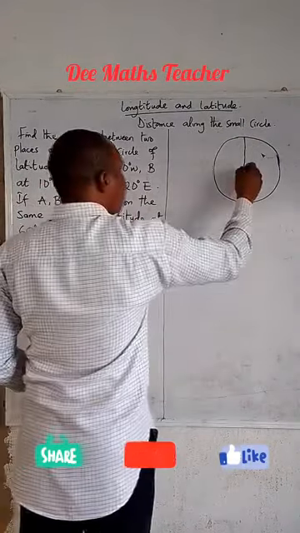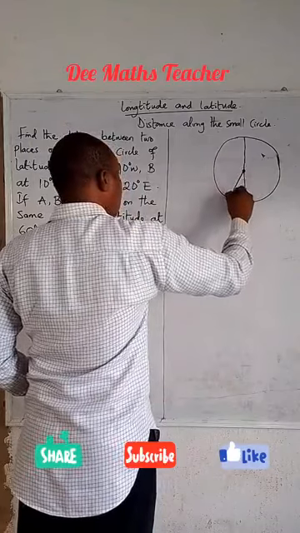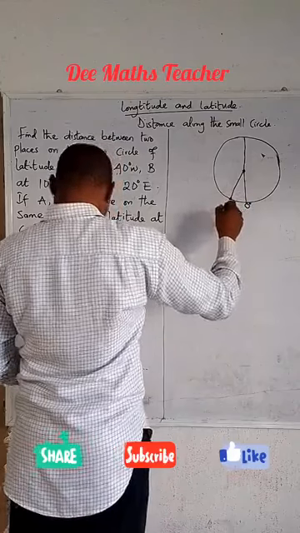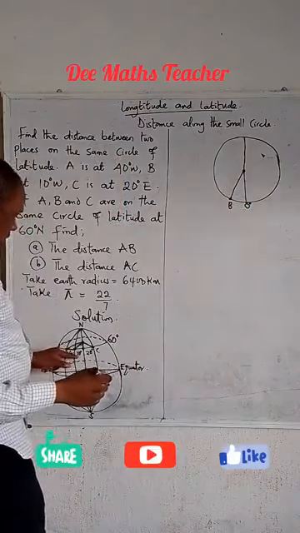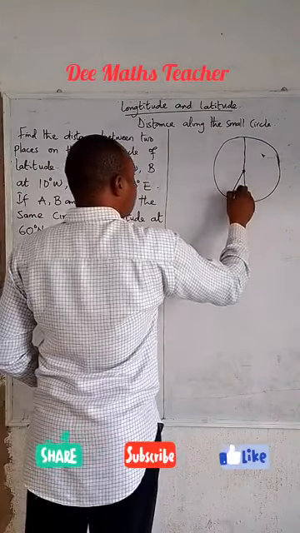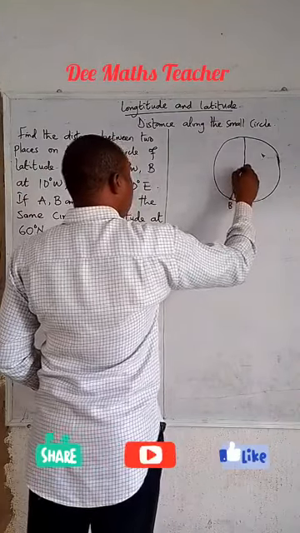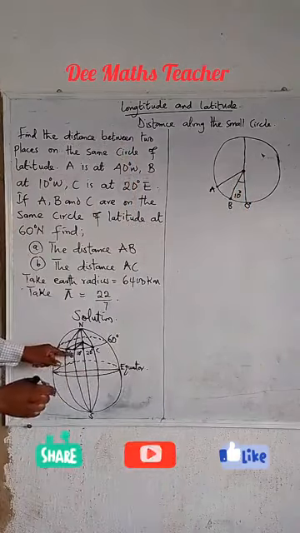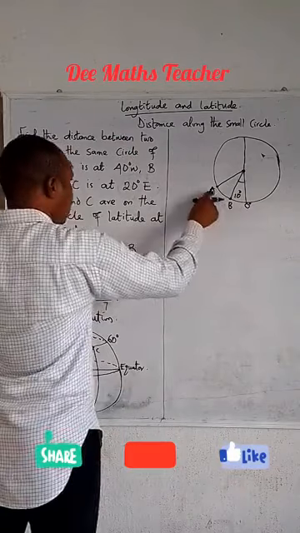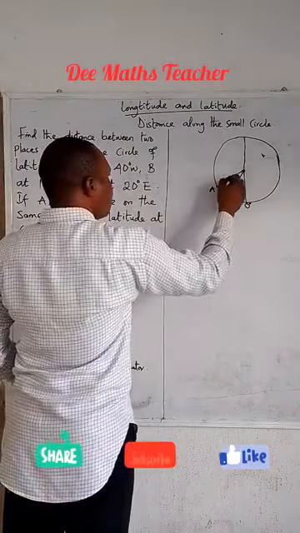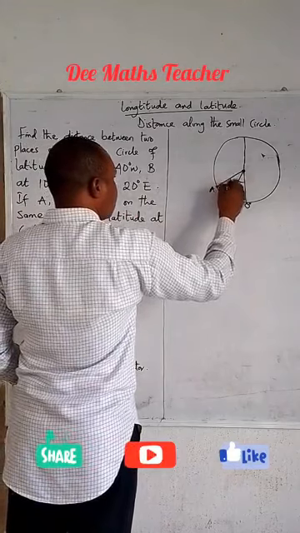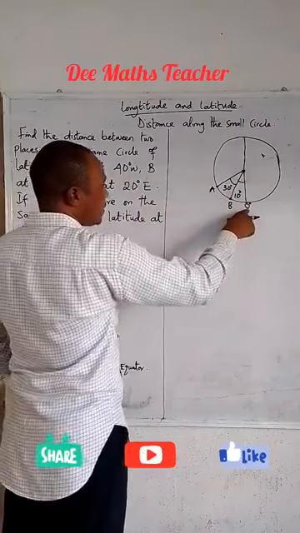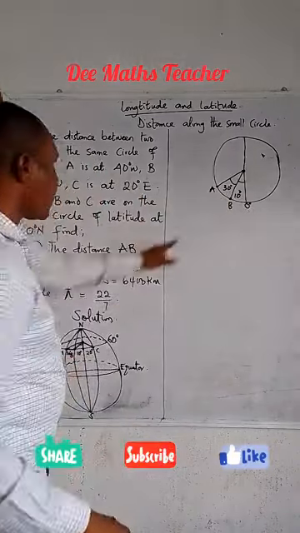Then point B, from the center of the circle, and the angle between 0 and B is 10 degrees. We have another point A, and from 0 to A is given as 40. So between B and A will be 30. That means 10 plus 30 will give us 40, from this 0 line to this A.